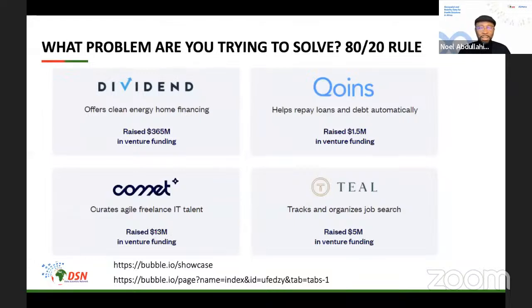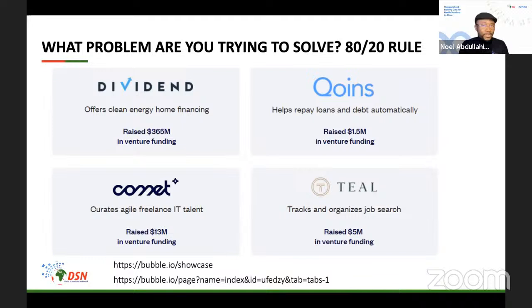And it's not as easy as it sounds, and when I say define the problem, I'm not saying write a paragraph. I'm saying do 1 or 2 lines. You can see a couple of startups that were able to raise money and how they define their problems. I just brought these samples for us to see. This was extracted from bubble.com, and some of these companies like Dividend, the problem they were just trying to solve was clean energy, offers clean energy home financing, just very, very, very succinct.